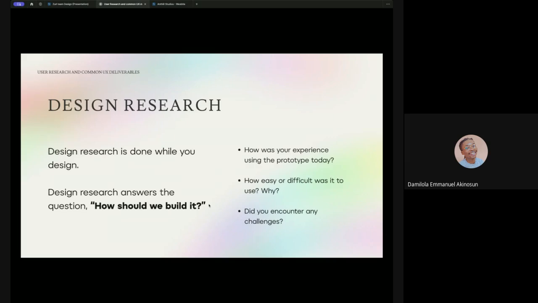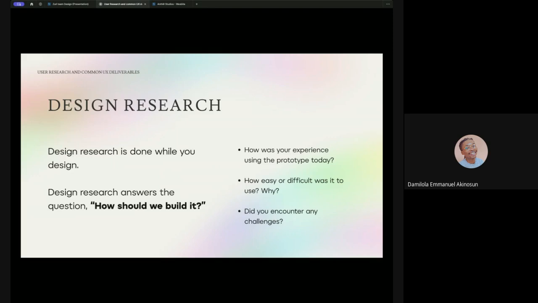Now let's talk about design research, right? Design research is done while you design. We've talked about this before, right? So here's the thing: within the product development cycle, design research happens during the design stage to help you inform your designs.